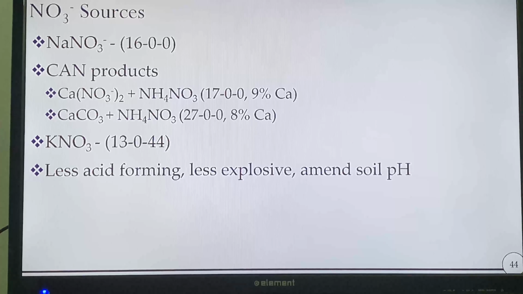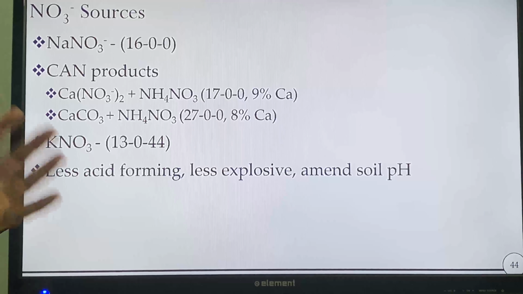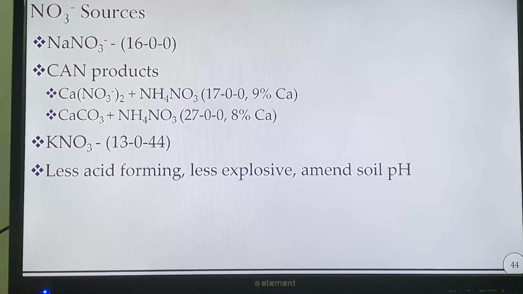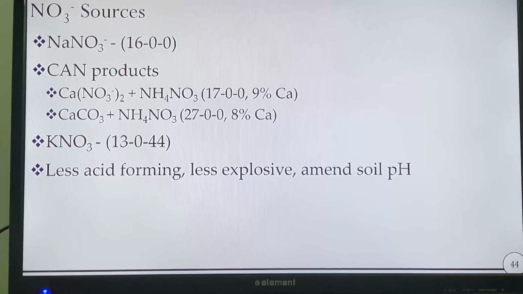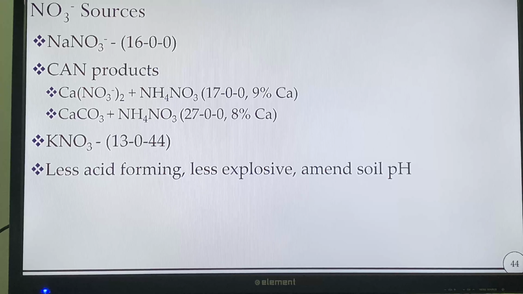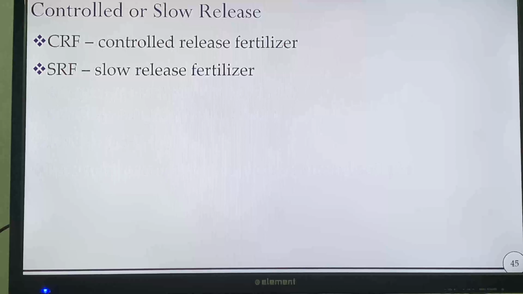So just to be aware of some of the different fertilizer sources, kind of what their percentages are. Now that you know enough about how to use them, you can begin to price shop and see if those sources will fit your budget or your production system a little bit better.